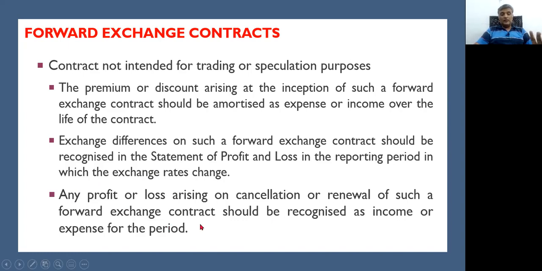So there are three different patterns which are emerging for a forward exchange contract which is not held for trading or speculation purposes. Number one, premium or discount. Exchange differences is number two, and any profit or loss from cancellation or renewal is number three. If you look at the three, the one single point which attaches all three is that the whole treatment is in the statement of P&L as an income or an expense.